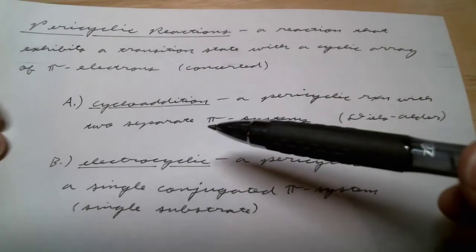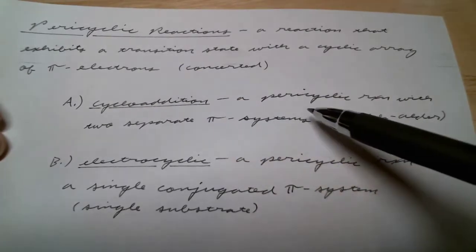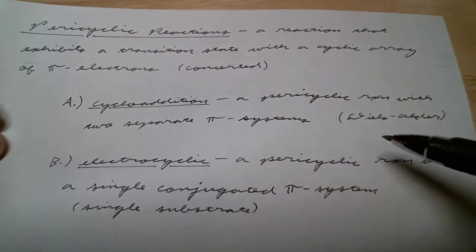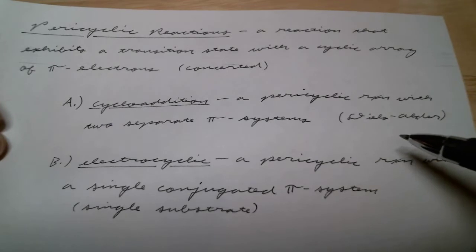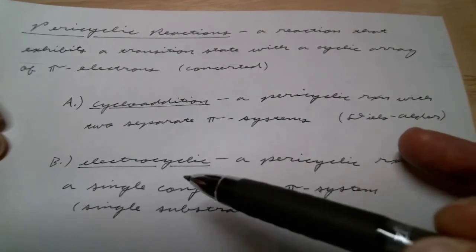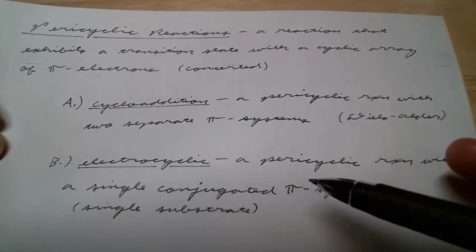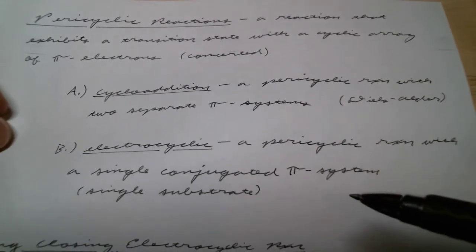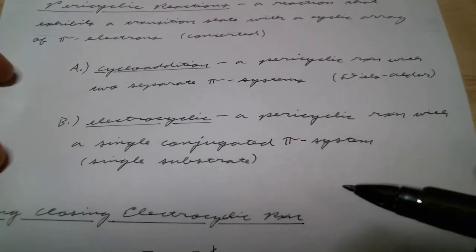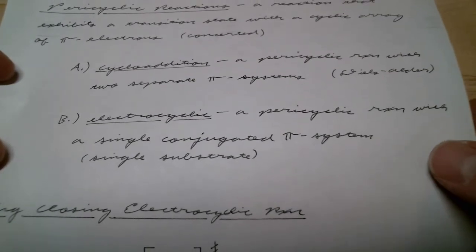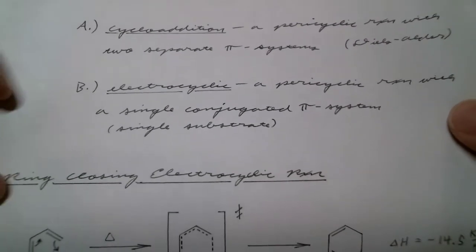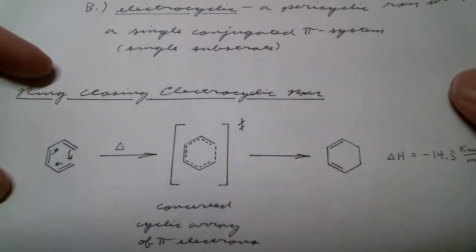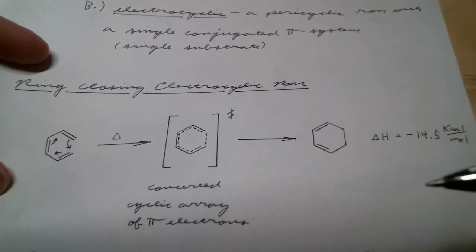concerted. And so we've got cycloadditions, which we've looked at, a pericyclic reaction with two separate pi systems, and an example of that is the Diels-Alder reaction. And B, we've got these electrocyclic reactions. That's a pericyclic reaction with a single conjugated pi system, so a single substrate, and it's doing weird things either under conditions of heat or light. So let's look at different types.